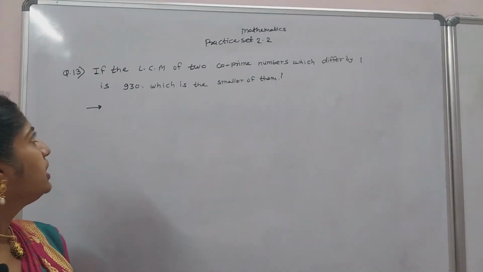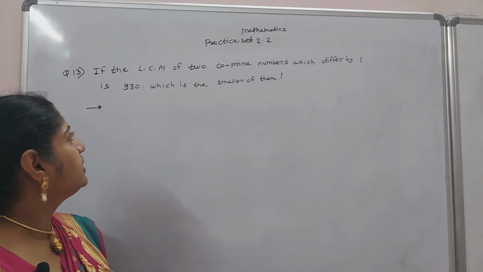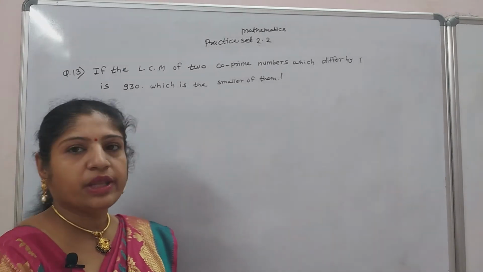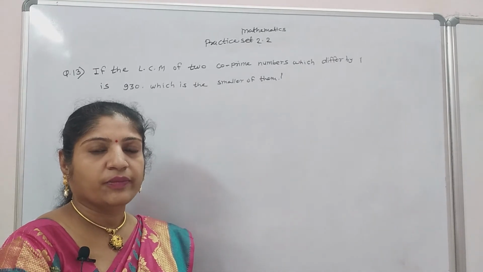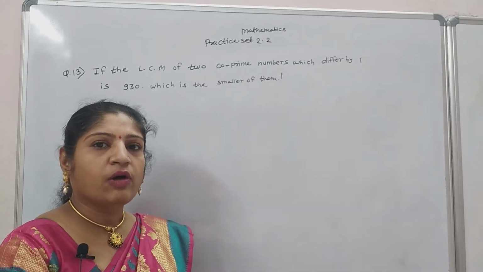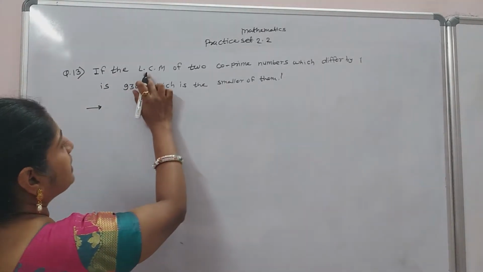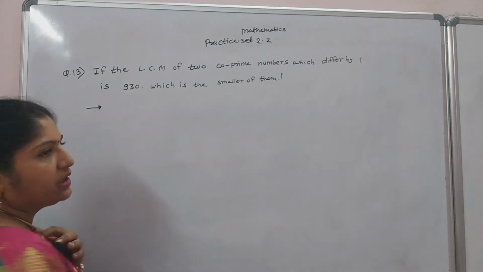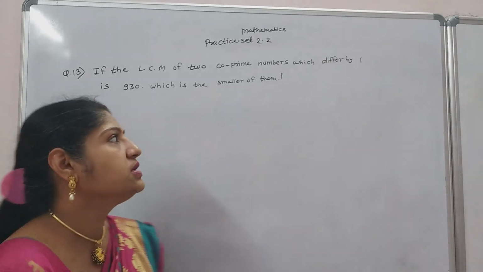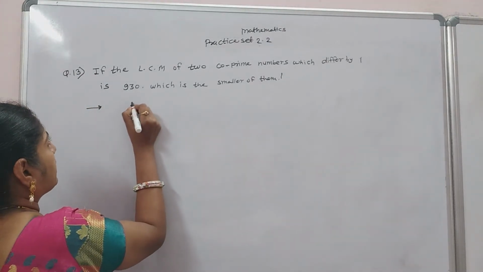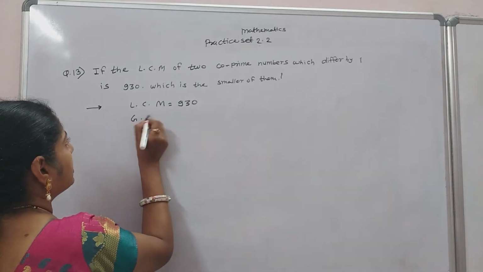Next example: if the LCM of 2 co-prime numbers which differ by 1 is 930, which is the smaller of them? Co-prime numbers that differ by 1 are consecutive numbers, and the GCD of consecutive numbers is always 1. Given is LCM equal to 930, so we have the LCM and GCD, and now we have to find the 2 numbers. LCM is equal to 930 and GCD equal to 1.